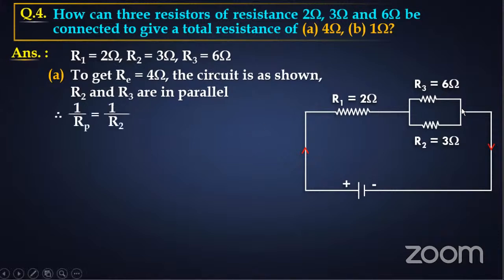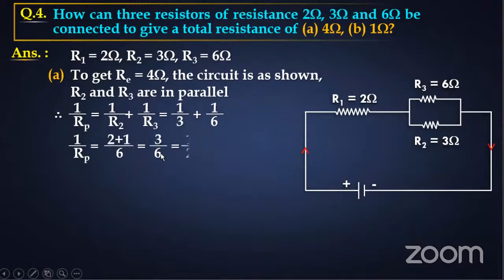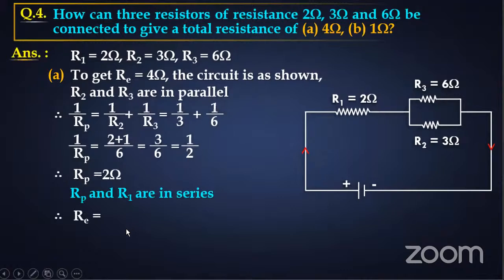1 by R parallel is equal to 1 by R2 plus 1 by R3, that is 1 by 6 plus 1 by 3, that you are getting is 3 by 6, that equals 1 by 2. And RP is equal to 2 ohms you got, and R1 is 2 ohms. Both are in series. So 2 plus 2 is 4.